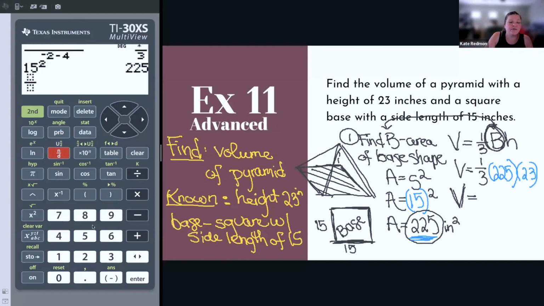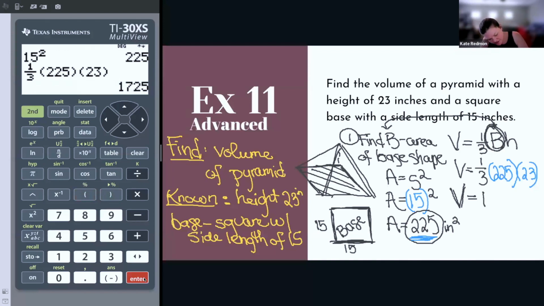There's all numbers on the right-hand side, so I can just go ahead and simplify this. I'm going to put in my fraction type 1/3, arrow out, open a parentheses, 225, close parentheses, open a parentheses again, 23, close parentheses, press enter, and I get 1,725. And 1,725 what? Well, this was volume I was finding, so it will be measured in cubic units. They were inches, so I'll see cubic inches.